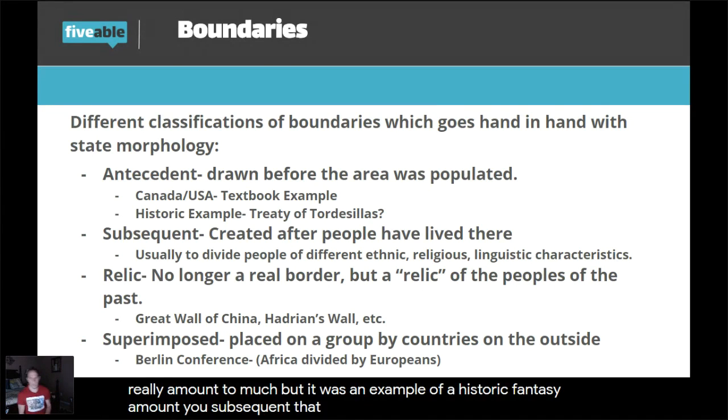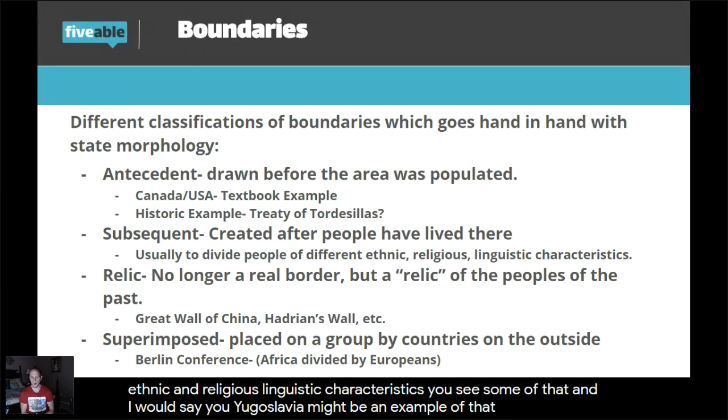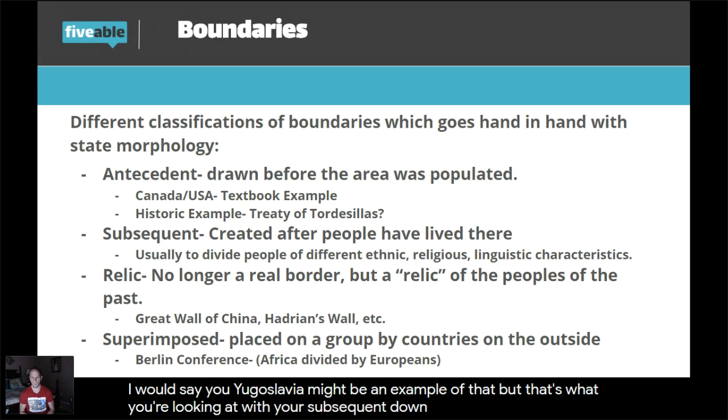Subsequent boundaries are created after people have lived there. So this is usually to divide different people on the basis of ethnic, religious, and linguistic characteristics. You see some of that in Europe. I would say Yugoslavia might be an example of that. But that's what you're looking at with your subsequent boundaries.